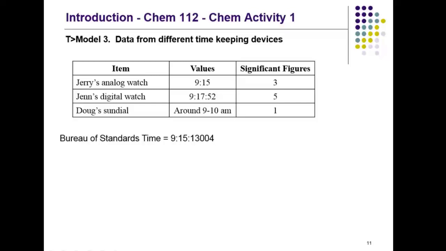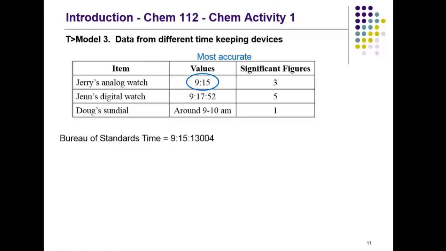We also have, in a sense, the true value for time, which comes from the Bureau of Standards time. Please consider the key questions 4 through to 6. Jerry's analog watch is the most accurate, as its measurement of time is closest to the true value. But which watch is the most precise?